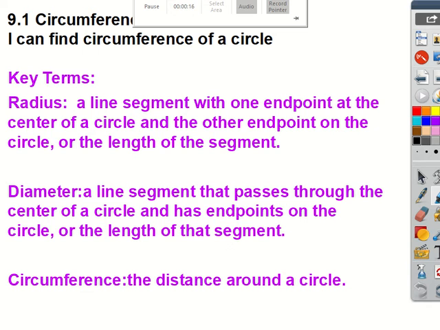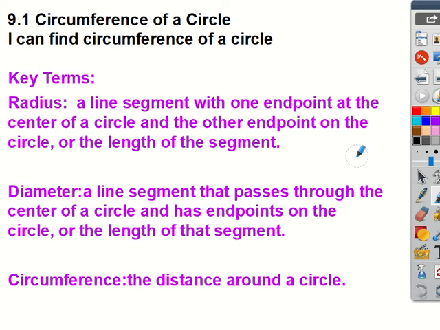Key terms, please take a second to write these down. Then I'm going to draw one circle and label all the parts of the circle based on the vocab definitions. So the radius is a line segment with one endpoint. Actually, I'll draw them as I read them, because that might help some of you understand what it looks like. So can I make my circle bigger?